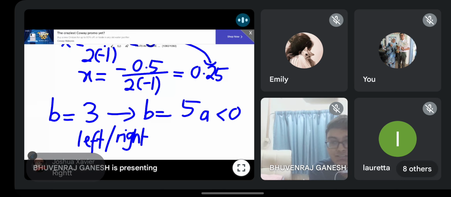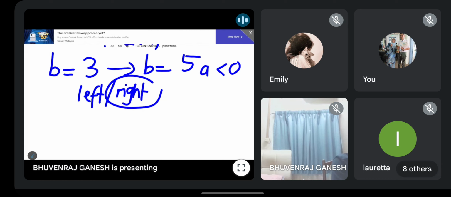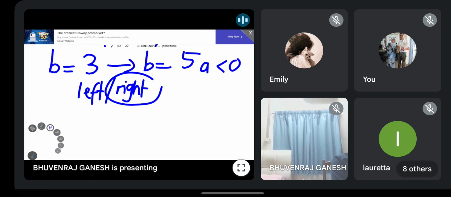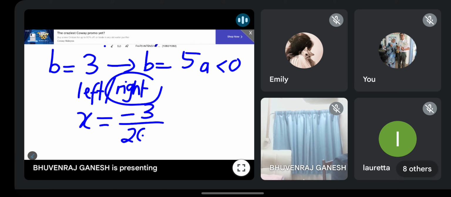Okay, some more. Tigger Wayland correct. Xavier correct. So the answer is right. Okay, very good. Correct already. So if you try and see, you will get x equals negative b over 2a. A less than 0, so negative 1. So you will get 3 over 2.